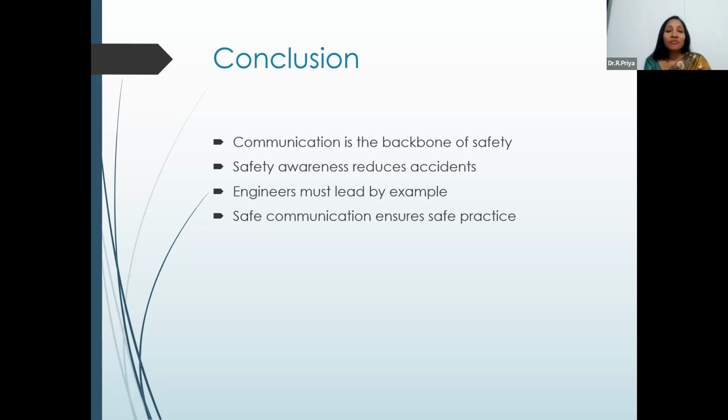So written, verbal, visual, or digital communication methods collectively ensure that everyone is informed, understands risk, and acts safely. Clear signage, alerts or SOPs on a construction site help prevent falls and other common accidents also. So to consolidate, effective communication and safety awareness together create a culture where safety becomes a shared responsibility, minimizing accidents and protecting lives.